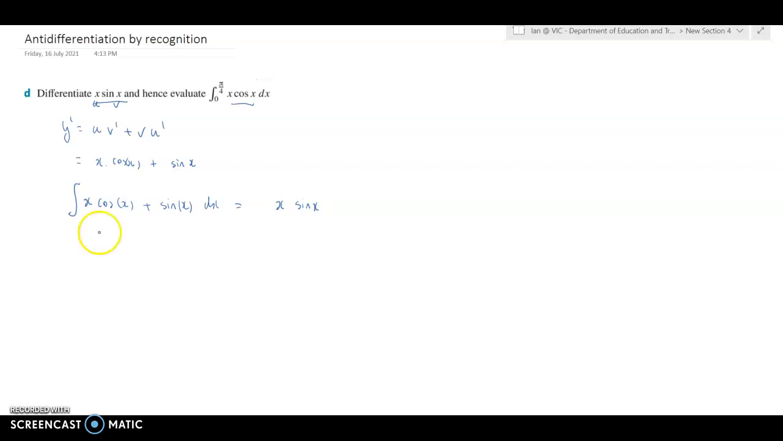The next step is we split this into two separate integrals, x cos x dx plus sine x dx, and that we still know is equal to x sine x. There are two reasons why we do this. One is because our target antiderivative is in fact x cos x, so we've already got it split up into something that we want. The second reason is we recognize that we can work out the antiderivative of sine x fairly easily.